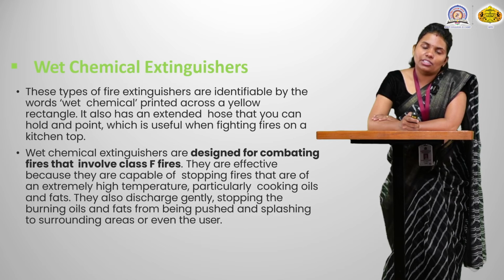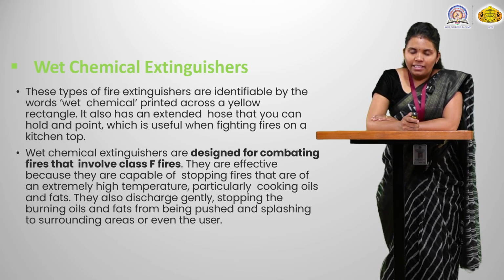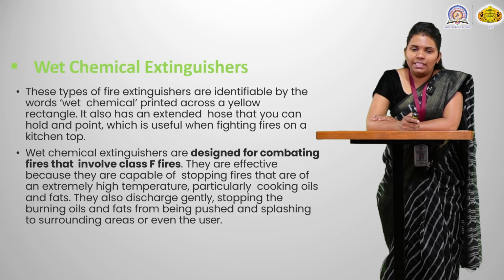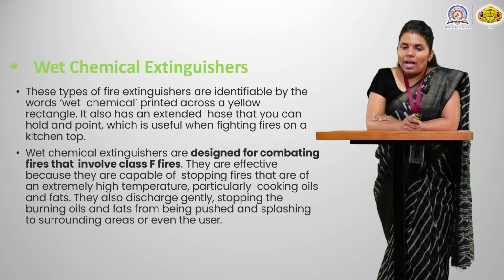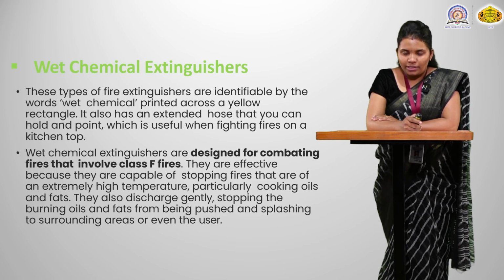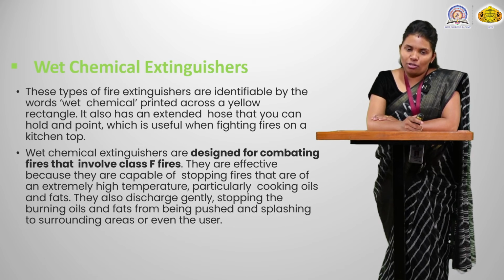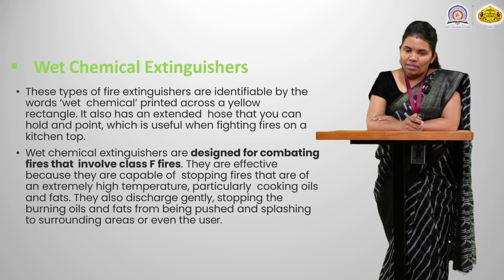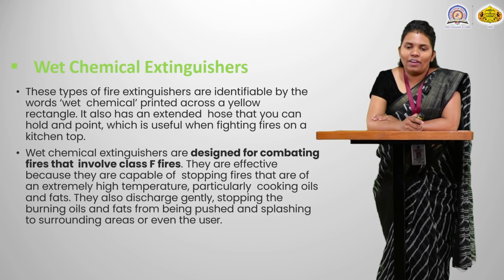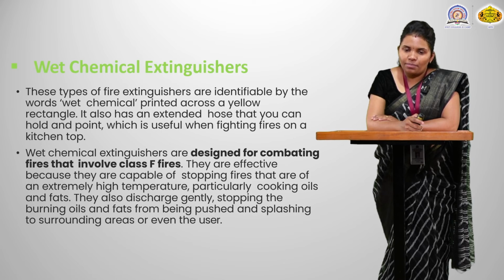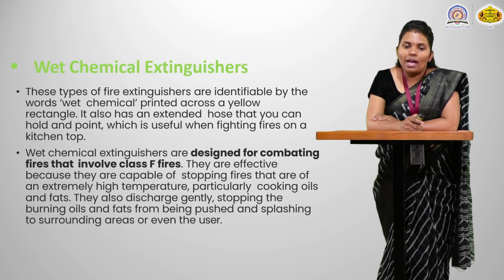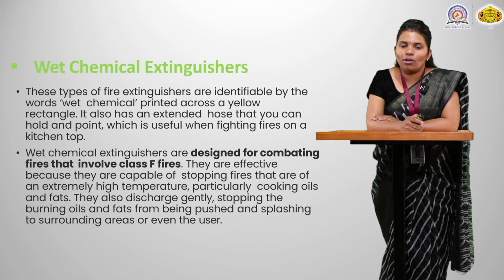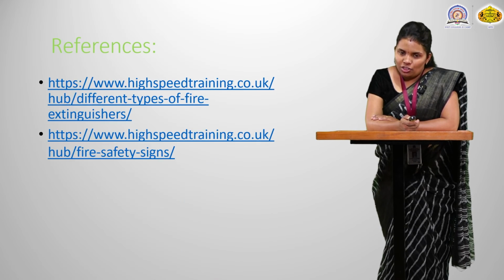Next is the wet chemical extinguisher. This type of fire extinguisher is identifiable by the words wet chemical printed across a yellow rectangle. It also has an extended hose that you can hold and point, which is useful when fighting fires on the kitchen top. Wet chemical extinguishers are designed for combating class F fires. They are effective because they are capable of stopping fires at extremely high temperatures, particularly cooking oil and fats. They are also discharged gently, stopping the burning oils and fats from being pushed and splashing to surrounding areas or even the users. So, this is a wet chemical fire extinguisher.